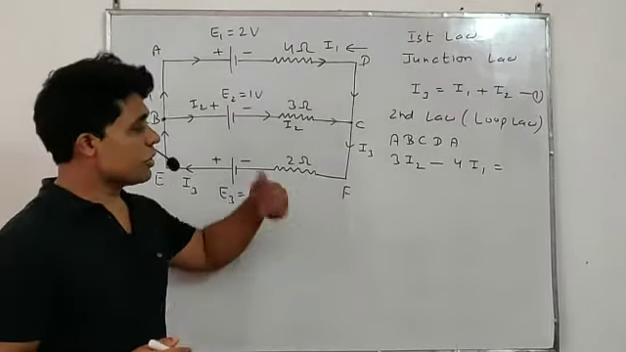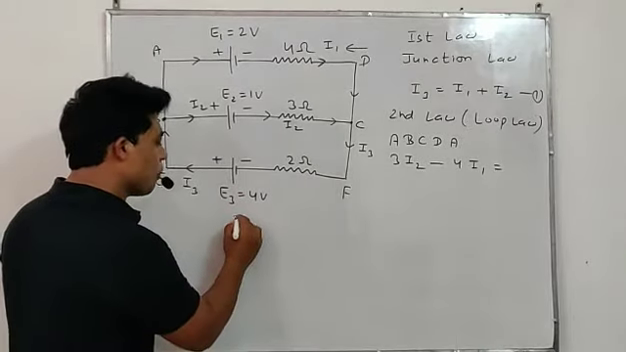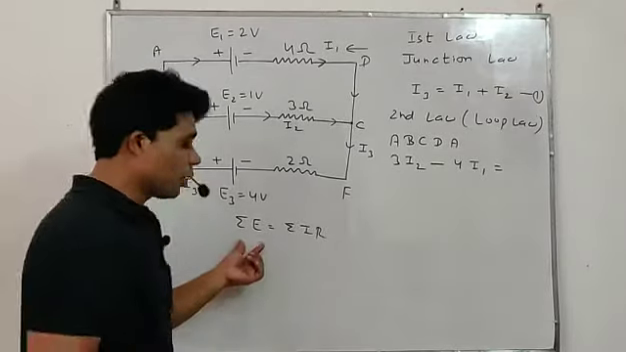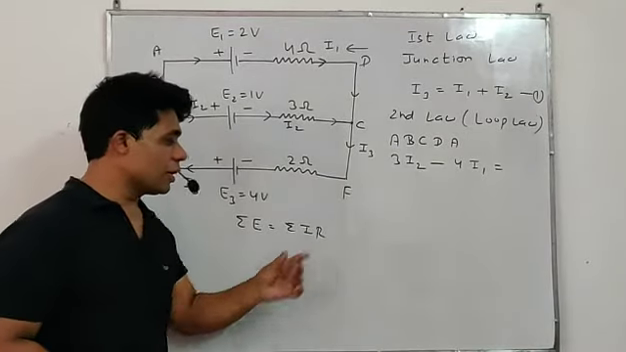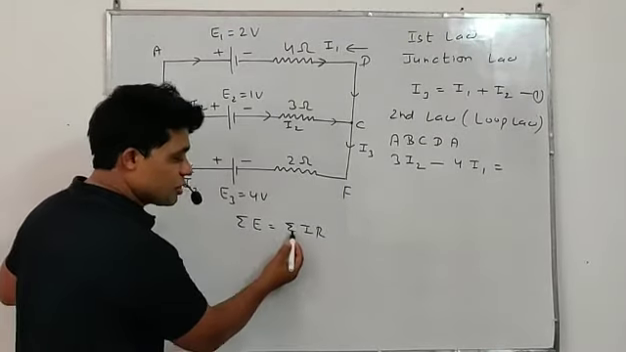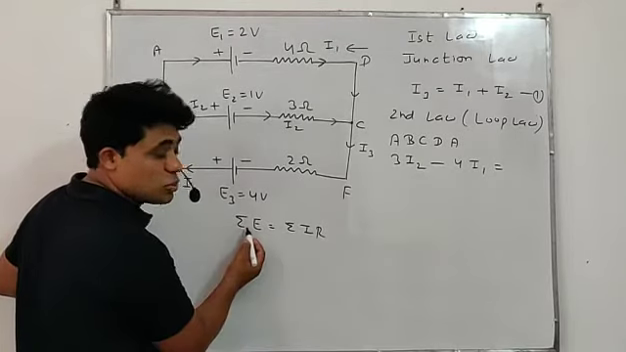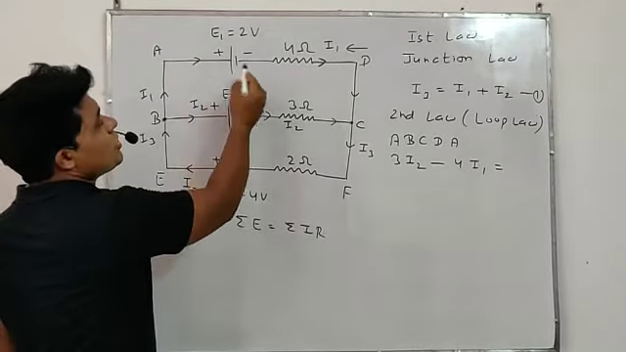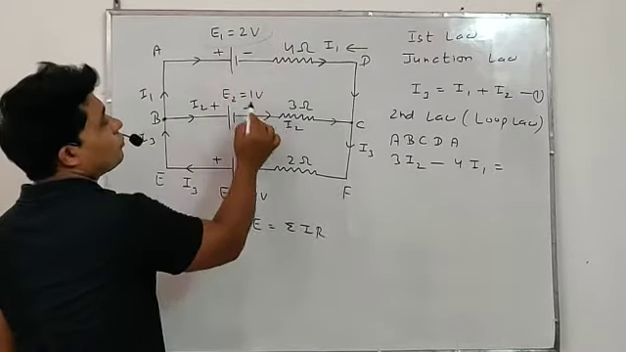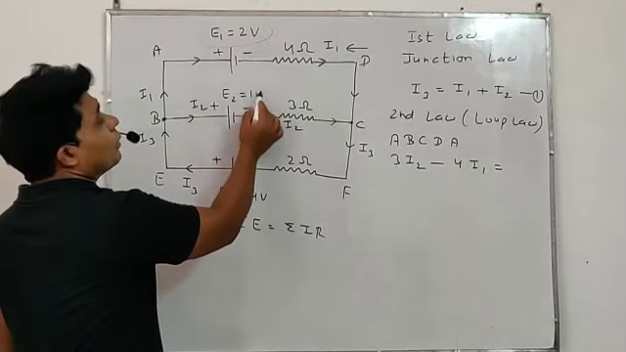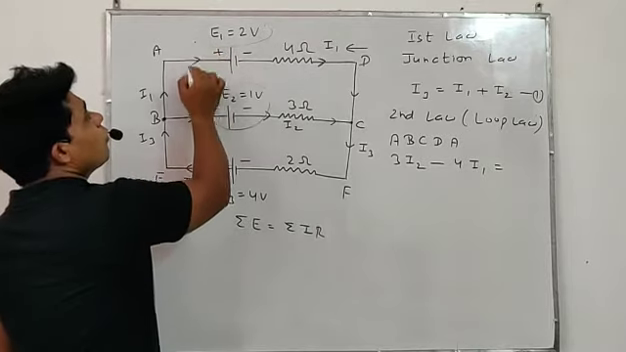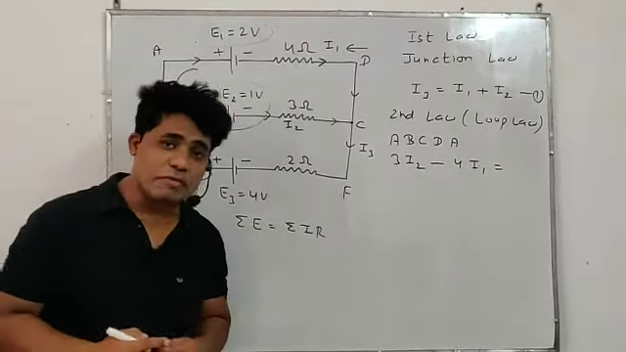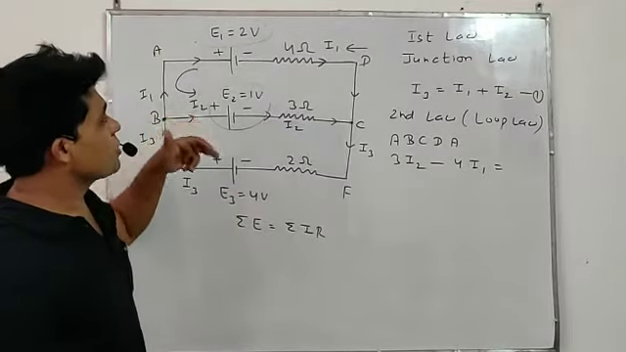So now students, in equivalent, on account of this, sigma E equals sigma IR. Current into this sigma IR will equal sigma E. So we are having two cells. We started from E1 and then E2. So we'll take their difference and write E1 minus E2.